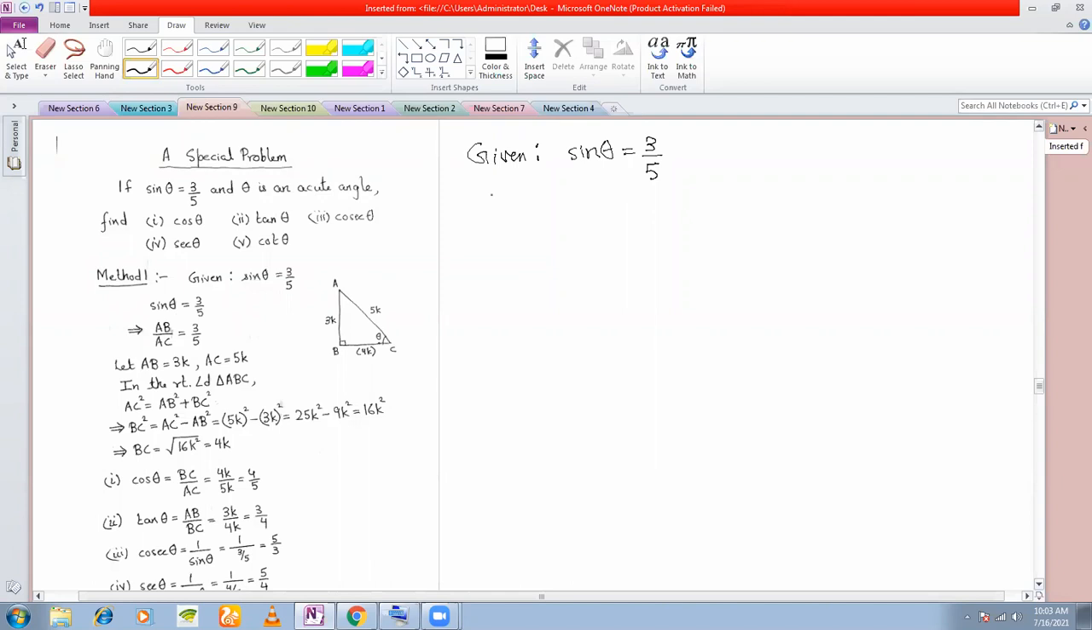What you know is only sine theta. Actually, if any one trigonometric ratio is given to you, even if I give you cos theta, you can find all other ratios. If I give you tan theta, sec theta, cosec theta, or even cot theta, you can find all other ratios. Any one ratio, if it is given, you can find out all of the ratios. So let's see how we can do this. In this particular problem, sine theta is given, and the first question is to find out cos theta. So let's see method 1.